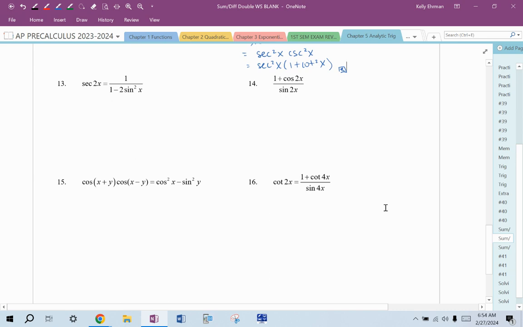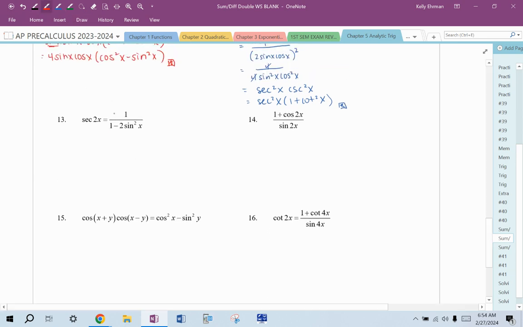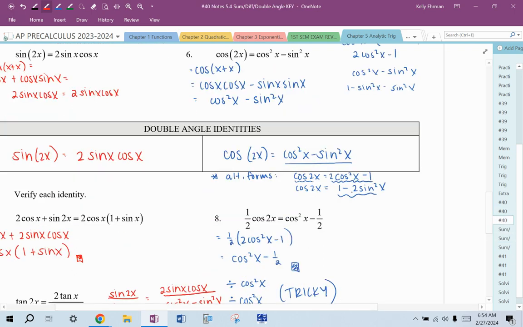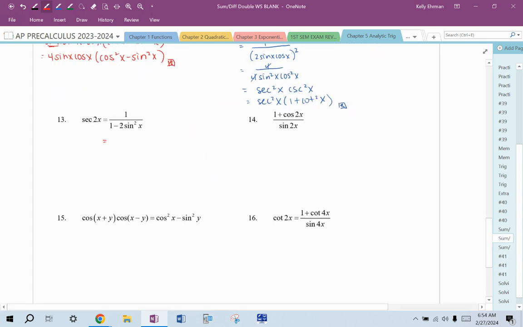All right, next problem. Now, if you can recognize this as your alternate form, let me go back to the notes, of cosine of 2x, then this proof is done. So let's take a look at this. 1 over cosine 2x, done. Secant 2x. What if you don't recognize that? Well, then you'd have a little bit of work to do.